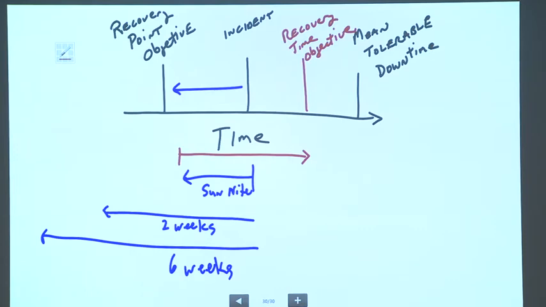Now, the way to remember this, the way I remember this, you can do it any way you want. Recovery point objective, the P in point is to the left of T in time in the alphabet, so that's how I remember recovery point is to the left and recovery time is to the right. So these are the things that we look at whenever we come in and we start thinking about how quickly can we get back up and running.